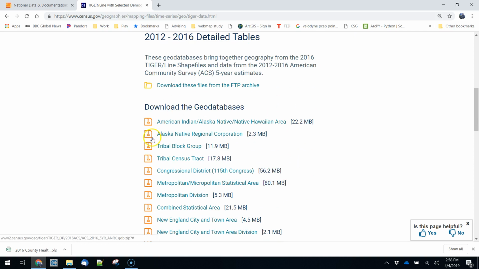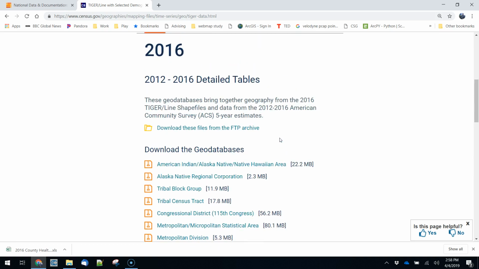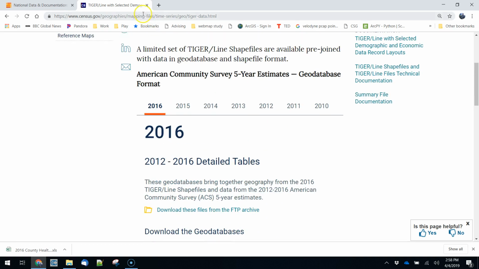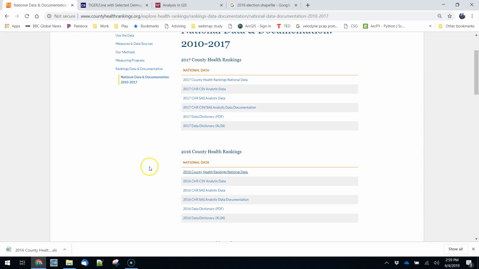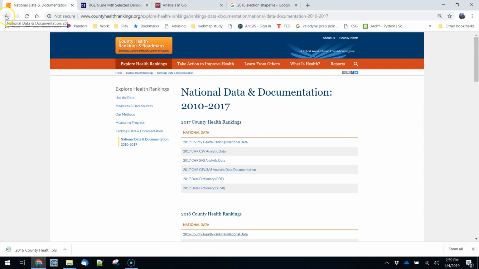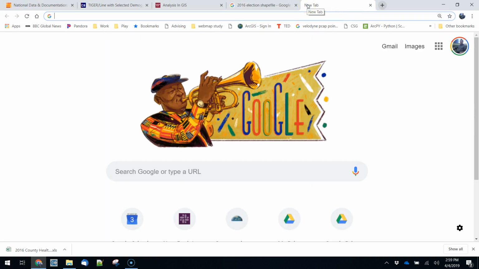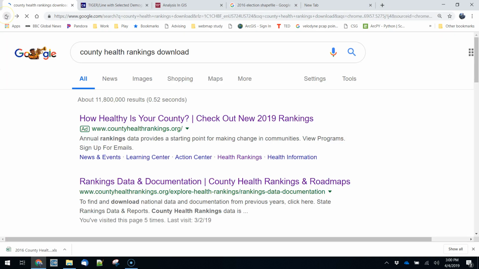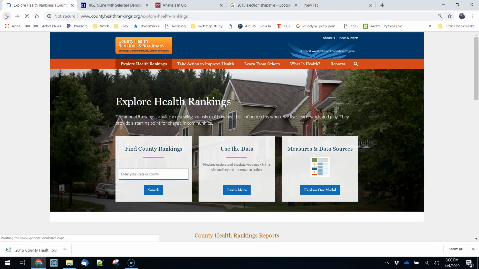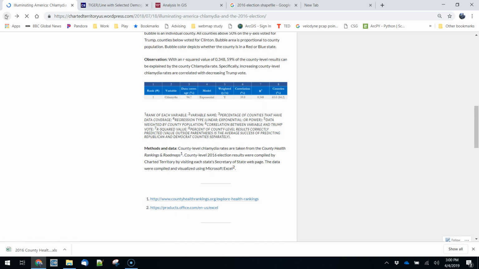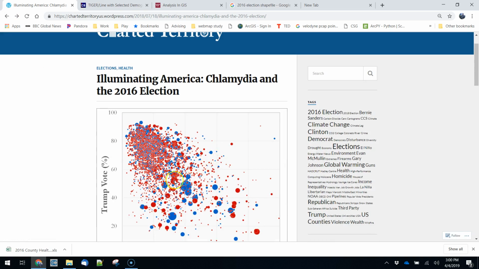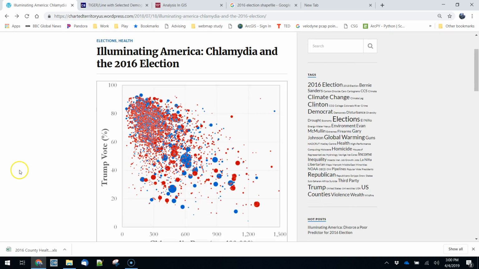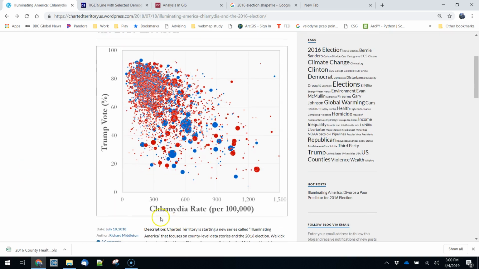In fact, I'll do a lot of the downloading and assembling here offline, so that it doesn't take up time. Okay, so that gets us population, which we would need. Oops, we got to go all the way back here. There we go. That gets us the population value, which would scale the size of the circle. That gets us the chlamydia rate, which we're going to get from the county health rankings.